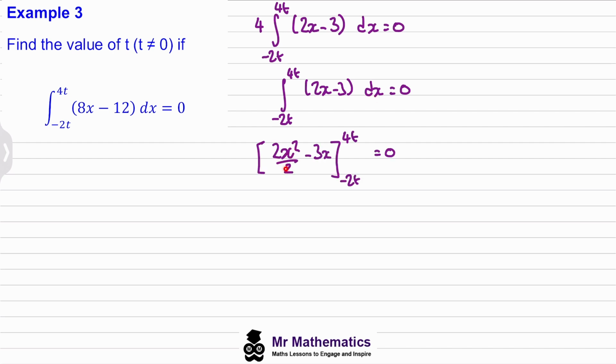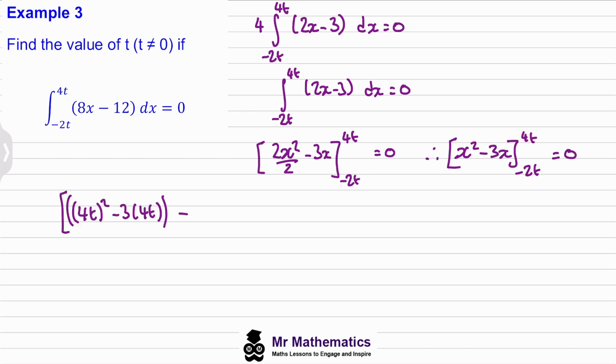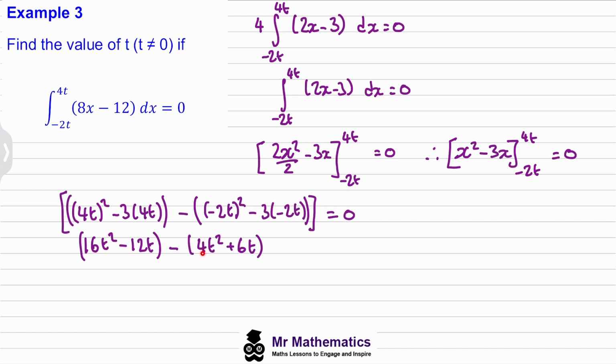And then we can simplify this to make x squared. And then we'll substitute in this upper limit, and then the lower limit. Then we can work out each set of brackets. So we get 16t squared minus 12t here, and 4t squared plus 6t from here. And this will equal 0.